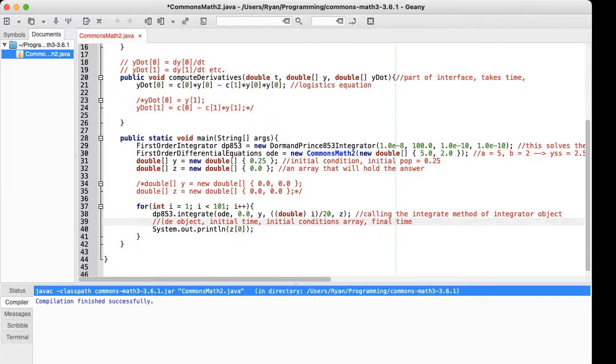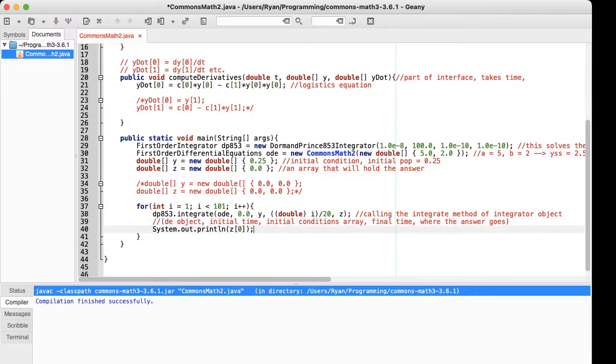All right. And we haven't said what the units of time are. Maybe the units of time are years. So you can see that when i equals 1, that's going to give us 1/20th. So basically that's 1/20th of a year. I'm getting the population after 1/20th of a year. And then z is where the answer goes. All right. So there's 1, 2, 3, 4, 5 arguments to that method.